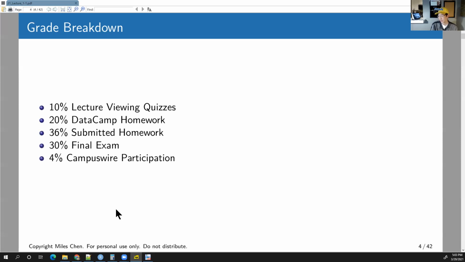This is the plan that I have for our grading. I'm going to have lecture viewing quizzes. A lot of you have had me as a teacher before, so you're familiar with them, but I'll explain those in a moment if you're not. Then I will assign homework via DataCamp, and I'll also have traditional homework assignments. There's going to be a fair amount of homework, and I really think that homework is the way to get your practice in and learn your coding. We'll have just one exam, a final exam, and that will be it. And then you'll get points for participating on Campuswire.